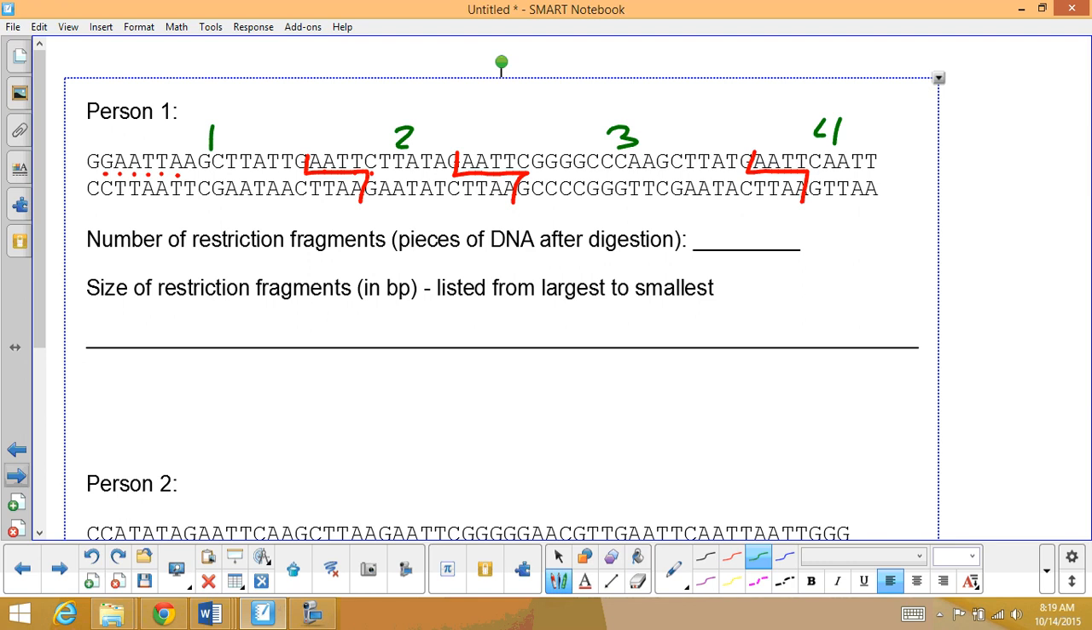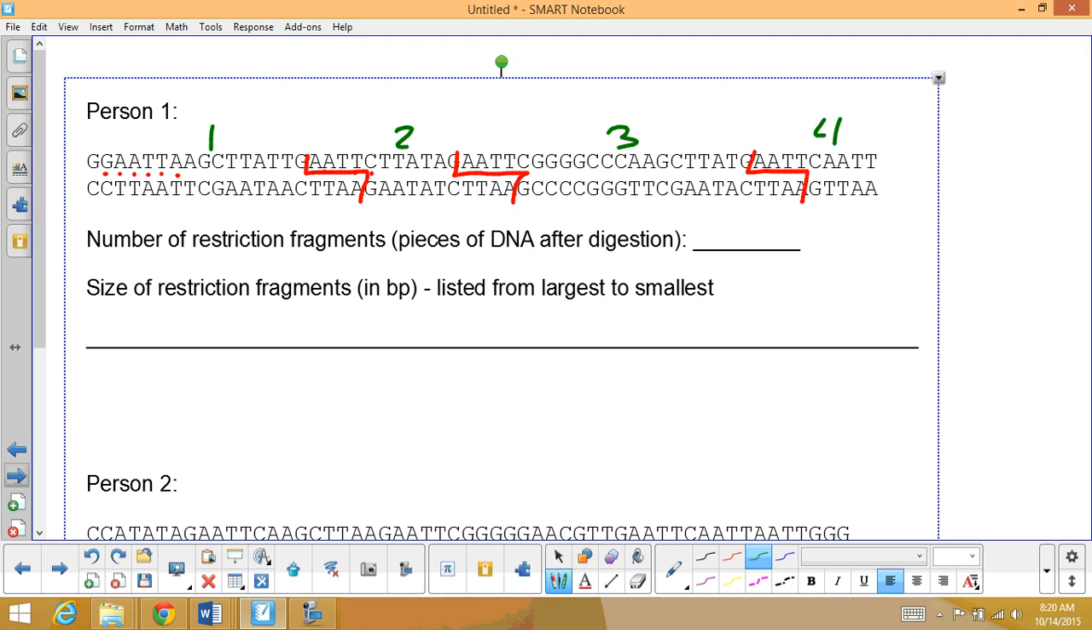Now we've got to figure out, once we have these fragments, how big these are. Now we don't count them in mass, we don't have grams or kilograms. We start with what we started earlier today. We talk about A's, T's, C's, and G's, and we talk about base pairs. So how many of these base pairs are lined up with each other?